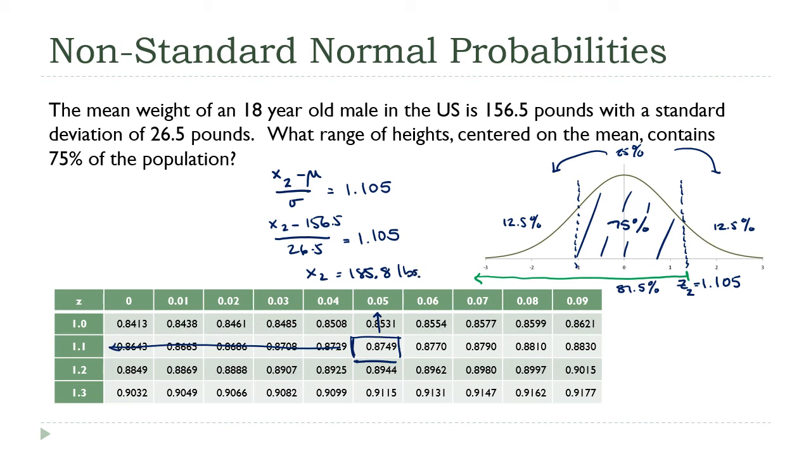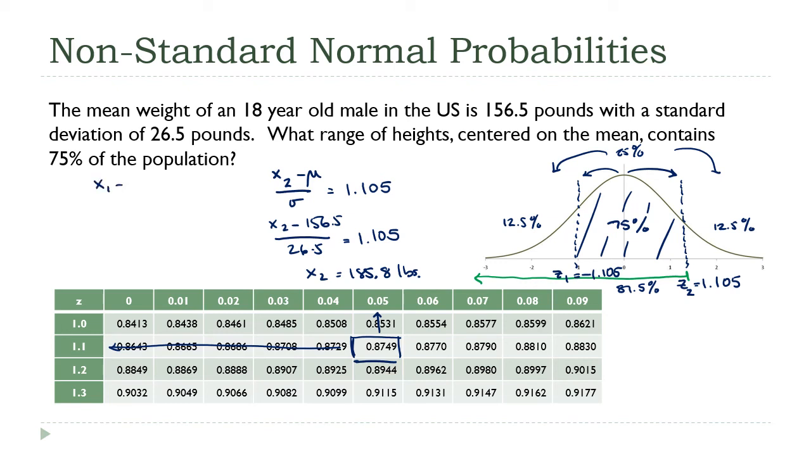Now how about the lower one? Well, I'm going to rely on this symmetry again. If this point here is 1.105 standard deviations above the mean, then this point here, again by symmetry, is the same distance but in the opposite direction. So z1 must be negative 1.105. And to get x1, I'm going to do the same thing.